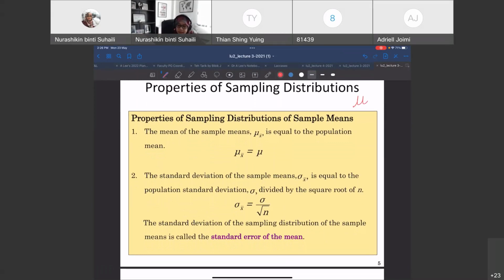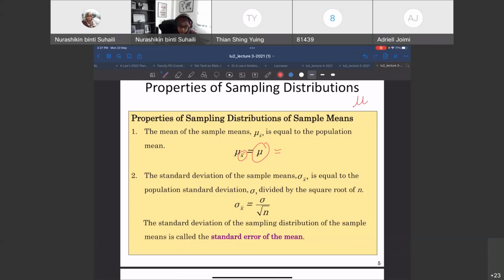So we can say that the population mean is equal to the mean of the sample means. I hope you don't get confused with the redundancy of the terms: the mean of the sample means, which is represented by X bar. X is actually the sample, and when you have the bar above it, that's the average. So that's the first thing.